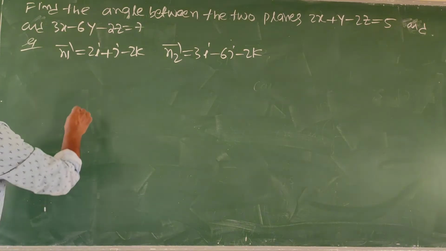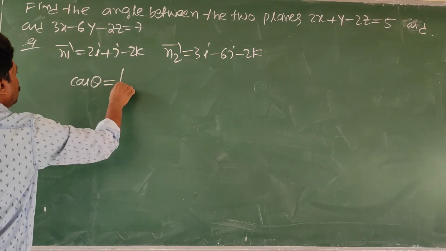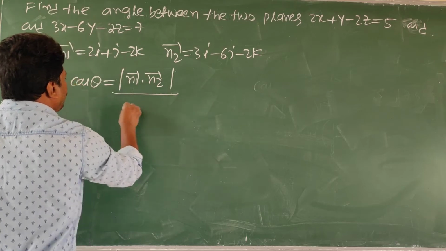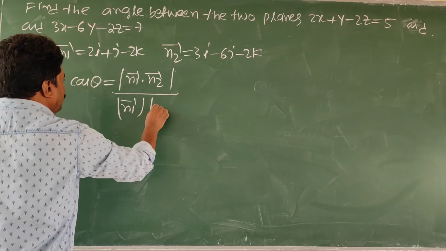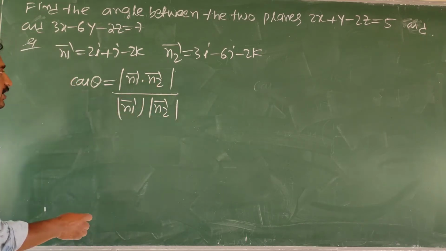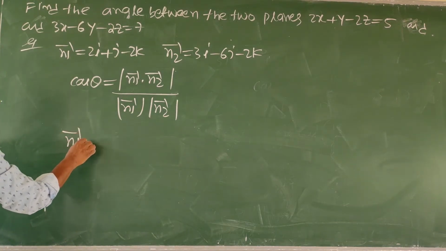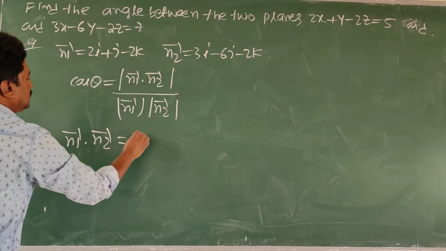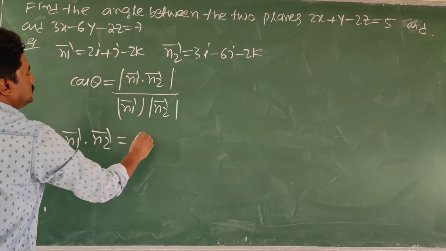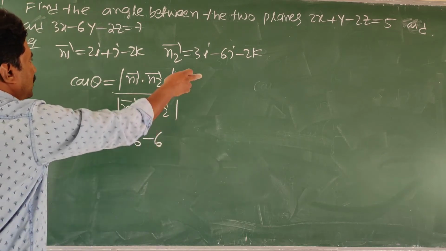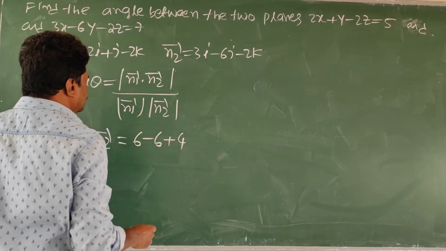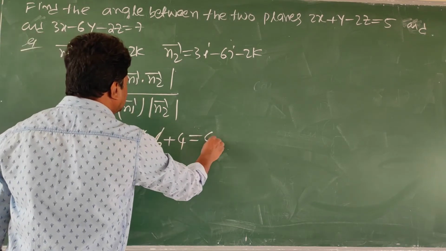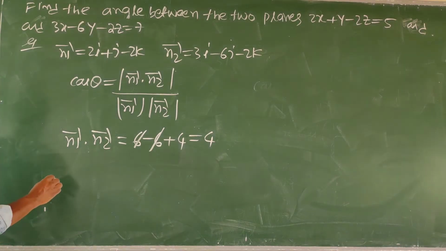Again the same formula, students. Cos theta is equal to mod n1 dot n2 by length of n1 into length of n2. Calculate n1 dot n2. Write i component: 3 2s are 6, minus j component: minus 6, plus k component: 2 2s are 4. Minus 6 plus 6 cancels, it is 4. Next length of n1.